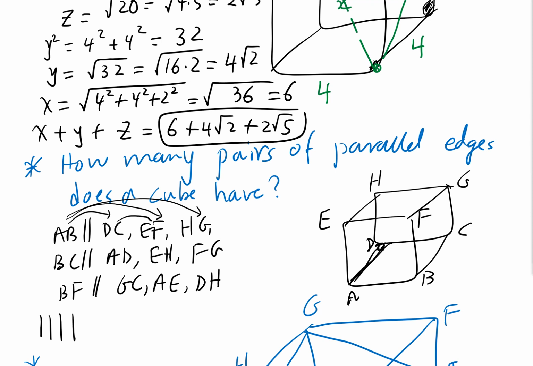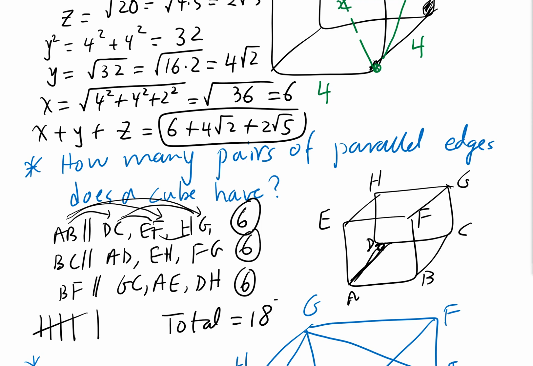Then DC goes with EF. That's another one, 4. DC with HG. That's 5. And EF with HG is 6. So I have 6 possibilities for the first direction. And it's going to be the same for the next one and the last one. So the total is 18. Total 18.